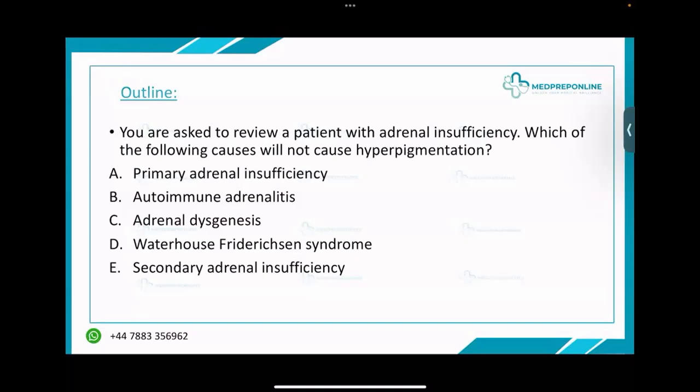Now, what is Waterhouse-Friderichsen syndrome? If anyone recalls from microbiology, perhaps. Bleeding. Waterhouse-Friderichsen syndrome.